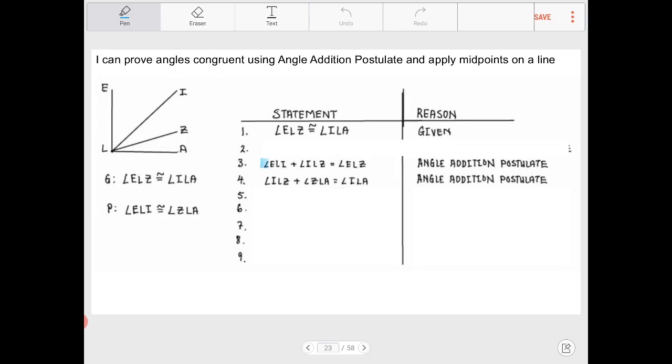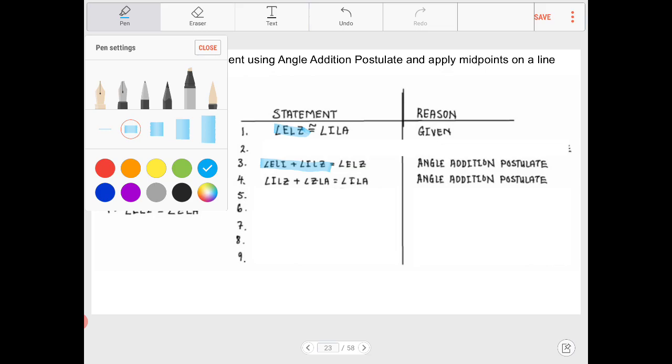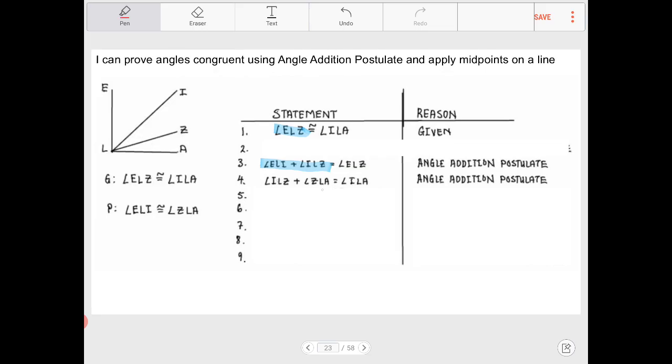I can say that ELI plus ILZ, right? Which is equal to ELZ. It's the same thing as this guy. So I can make that substitution there. And I'm going to use another color. I can make the same kind of argument for this sum and replace that for ILA.